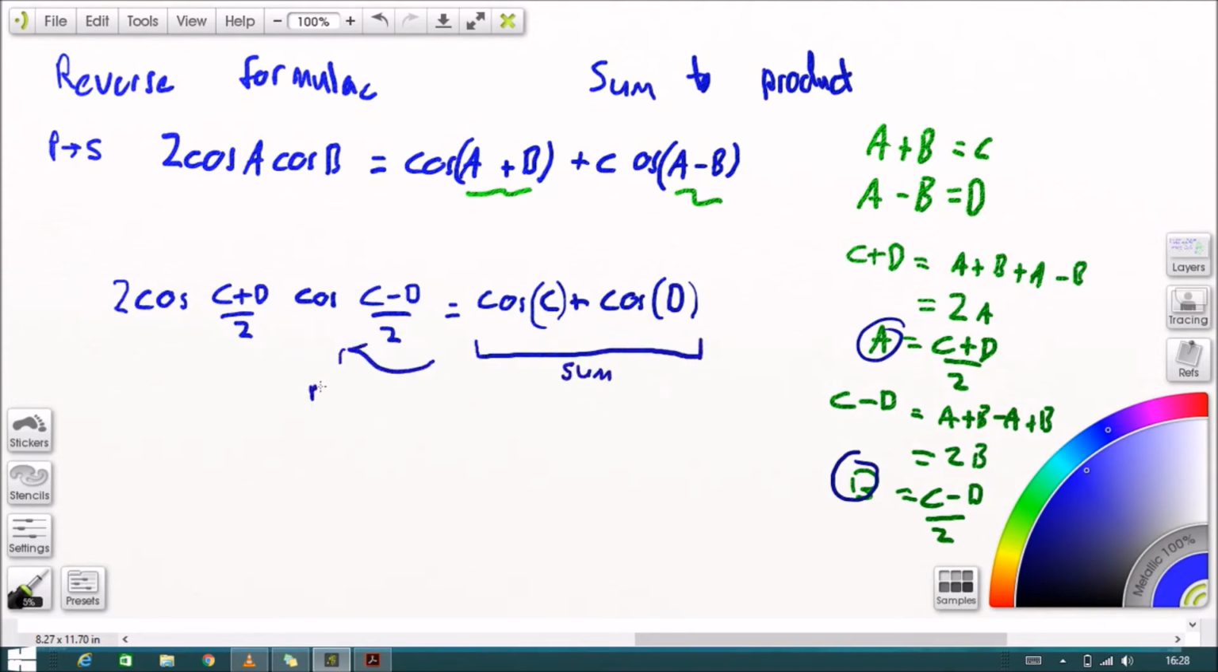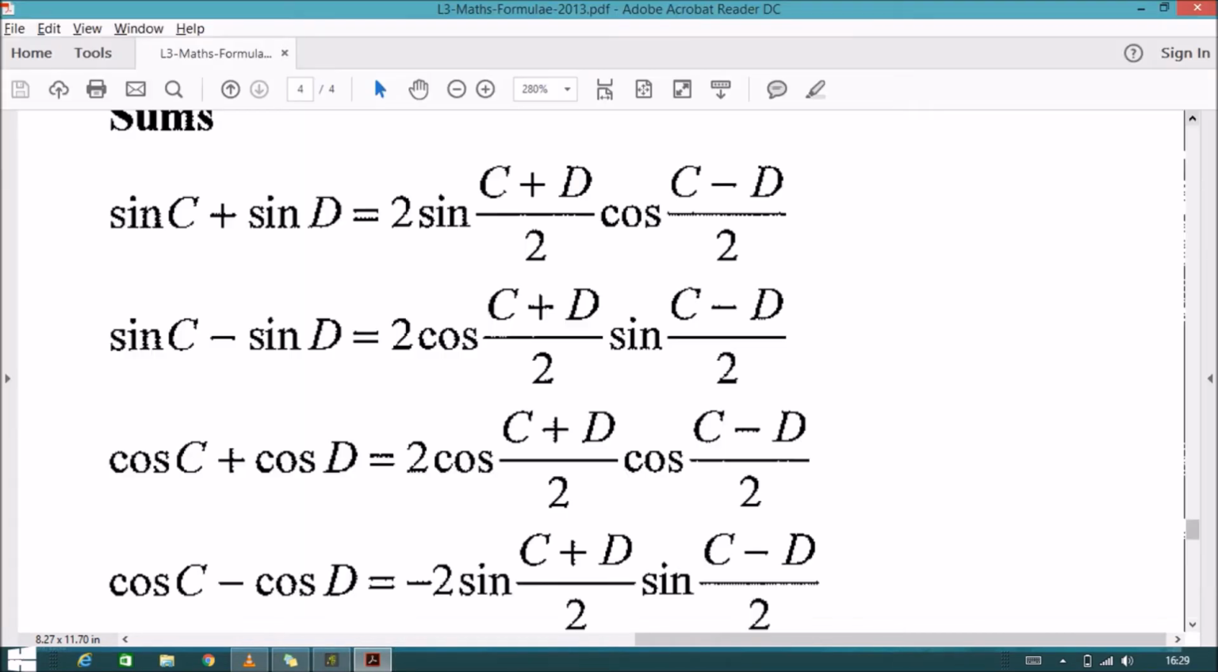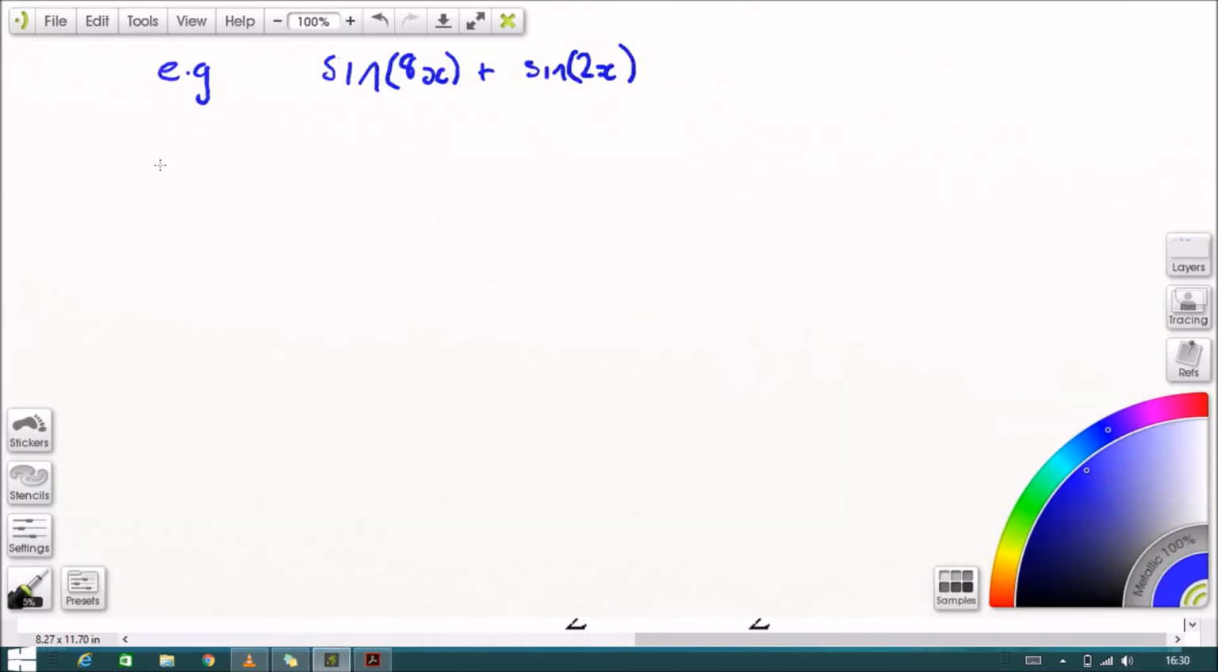Okay, so here we've got the sum half, and now we can take it back to the product half. Here's the rest of those formulae. Note the bottom one's a little bit different, but you can work those out for yourself just the same way as I did there.